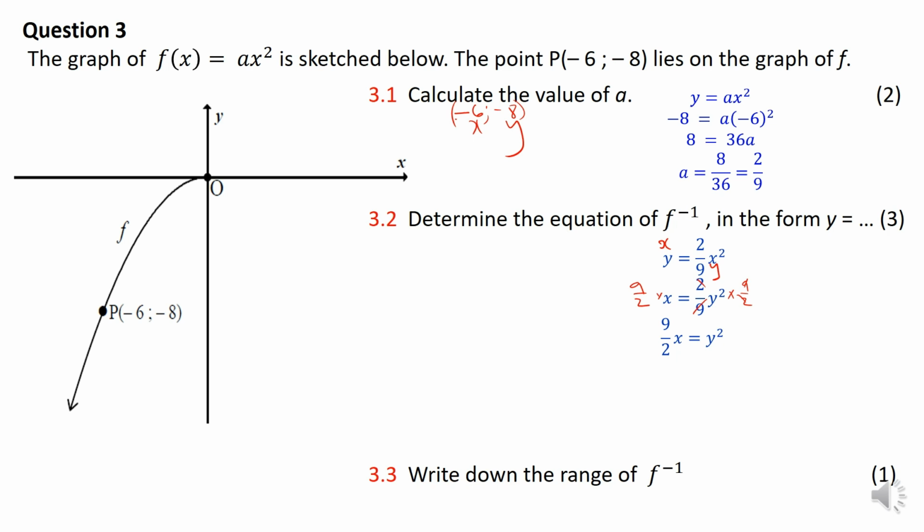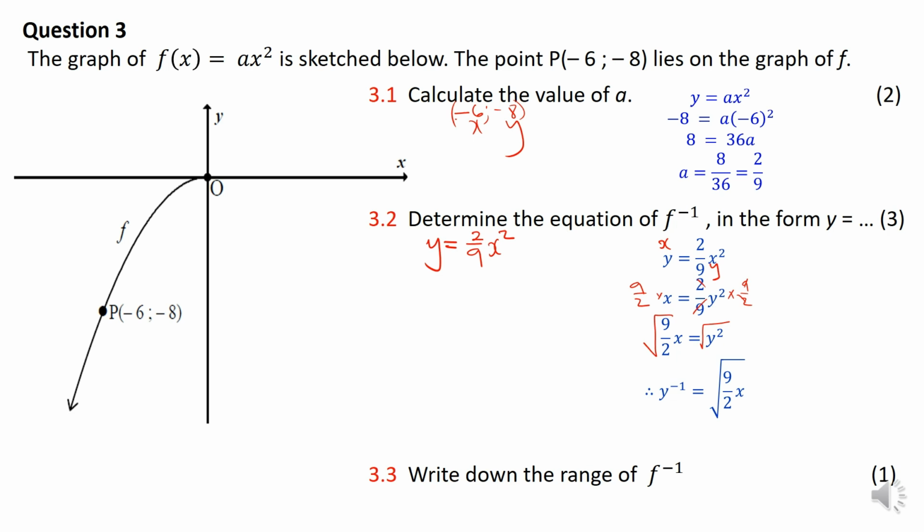Then to get rid of the square, we take the square root of both sides, and that will make y the subject, and therefore our equation is complete. So this is how to determine the equation of the inverse. Remember, our equation is y is equal to 2 over 9 x squared. And the method we are using is that you swap x and y, then you make y the subject.